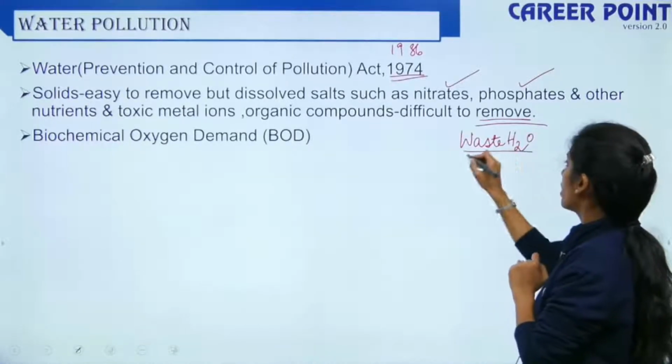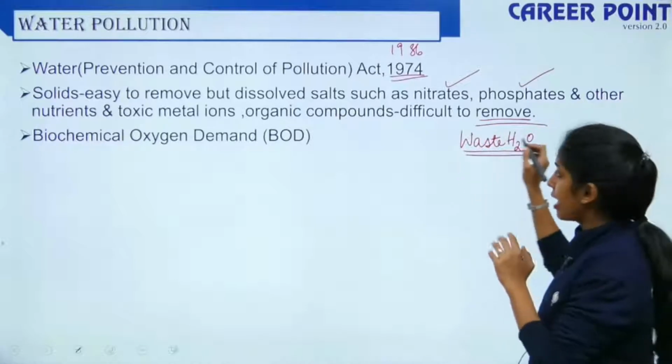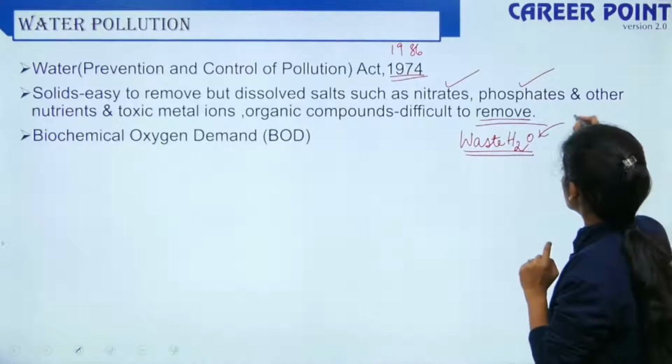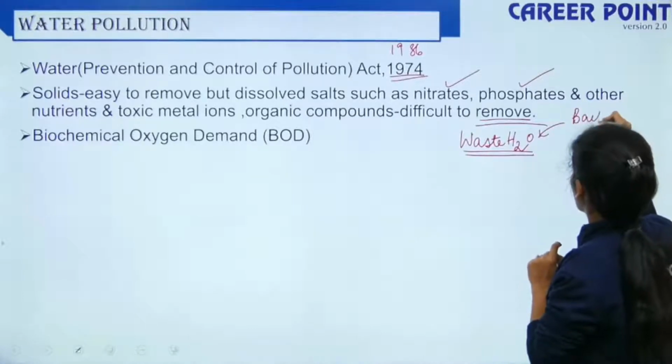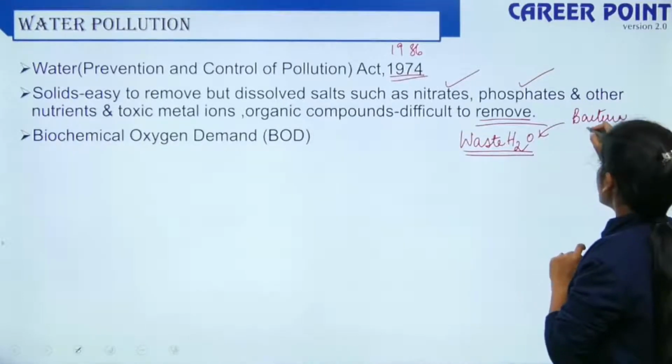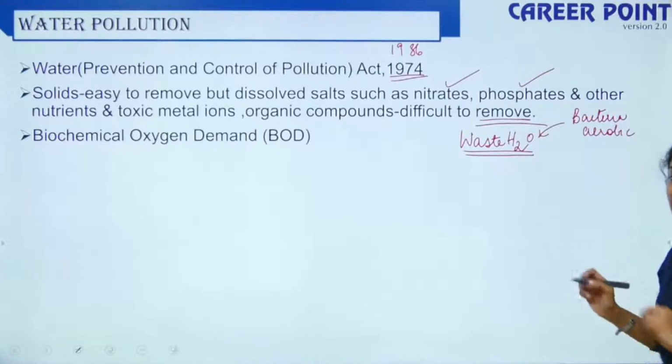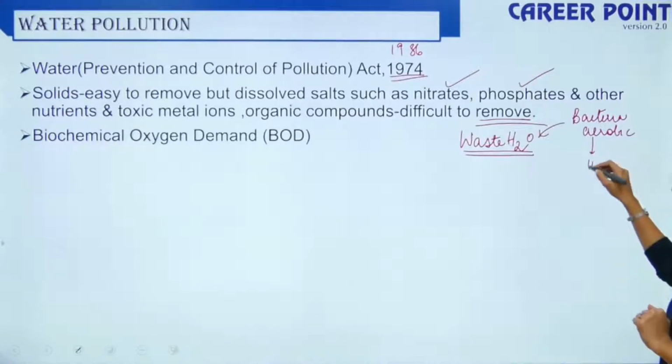Okay, so your wastewater contains a lot of organic and inorganic matter and nutrients. So if you constantly agitate it, bacteria start growing, right? These are basically aerobic bacteria. These aerobic bacteria need oxygen to breathe. So where will they get oxygen from?